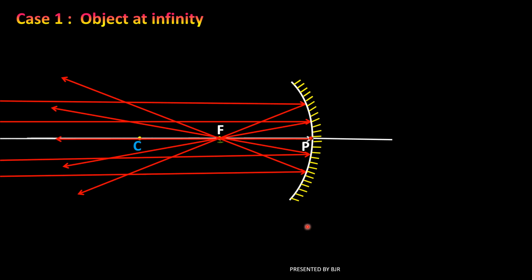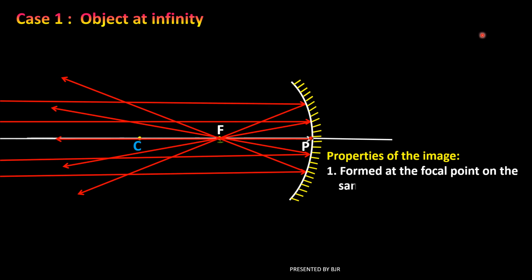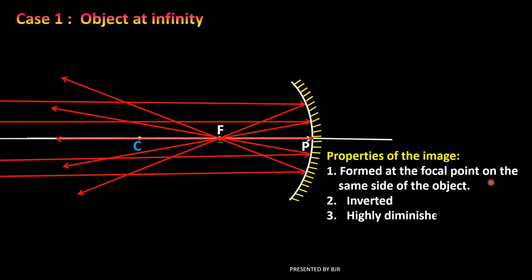Same properties. Okay, properties of the image formed. First, LOST. L means location, where the image has been formed: at the focal point on the same side of the object. See here, the image has been formed here. Observe it. It is an inverted image, that is upside down, and highly diminished, that is very small in size compared to the size of the object, and this one is the real image.